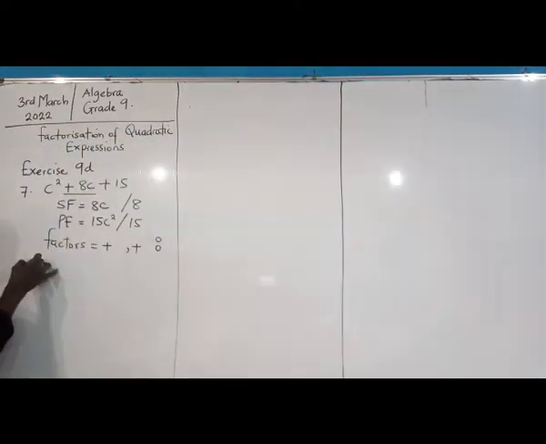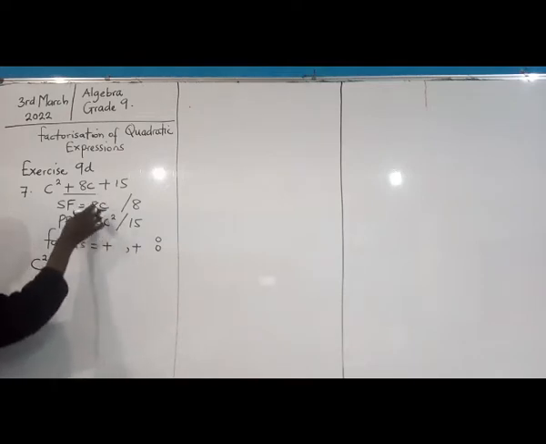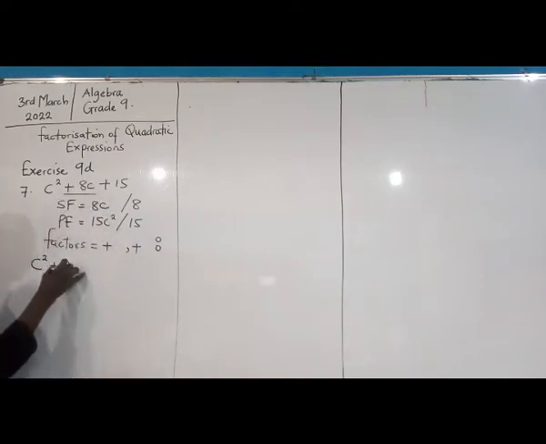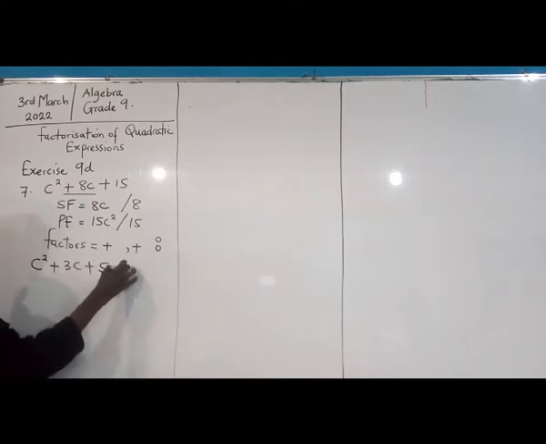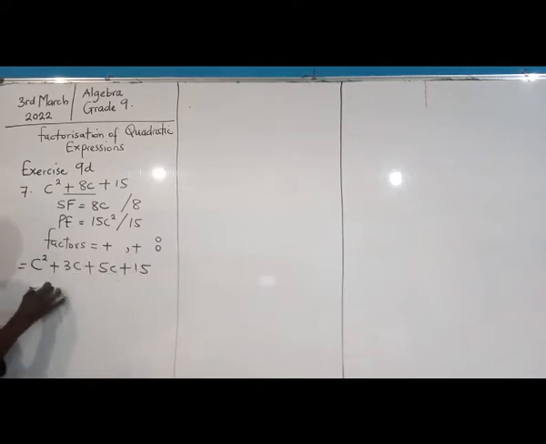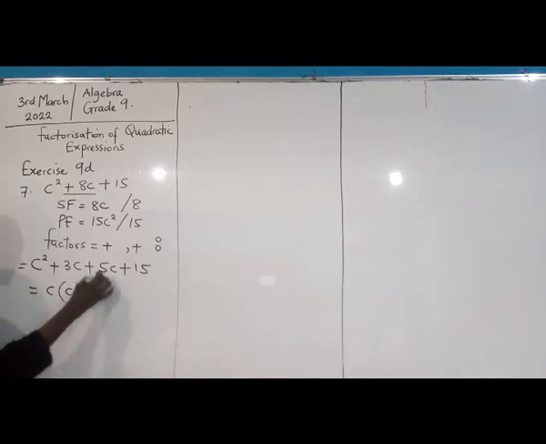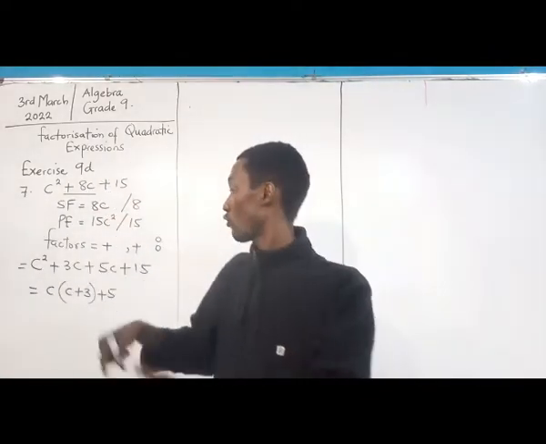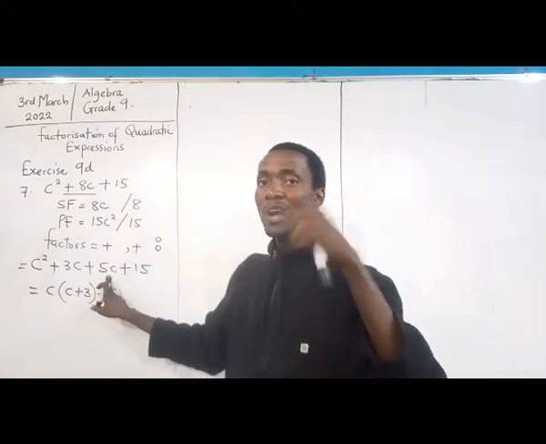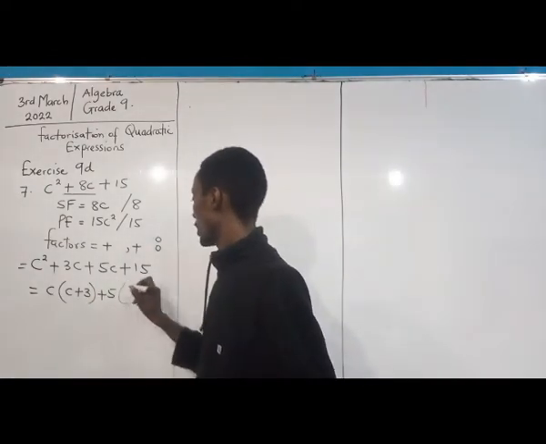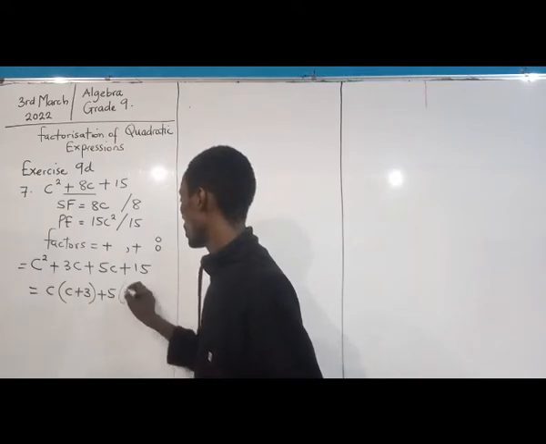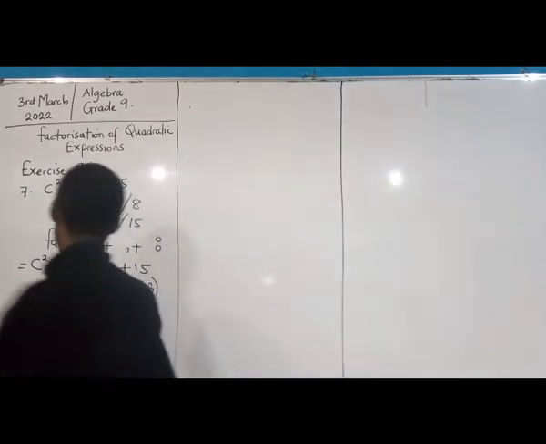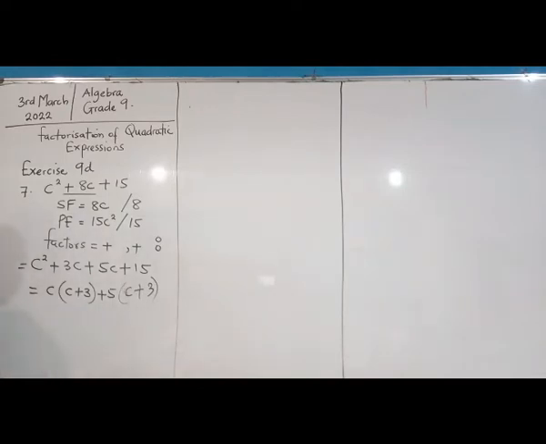So I just come here and say c squared plus, where I have 8 now, I will replace it with 3c plus 5c, and then plus 15. And I can easily factorize that out. I will have c plus 3, then plus 5. Remember when we are treating factors, HCF of algebraic terms. This will be 5 into c plus 3, and then from here you notice that c plus 3 is common to both. So this will be c plus 3 into c plus 5.